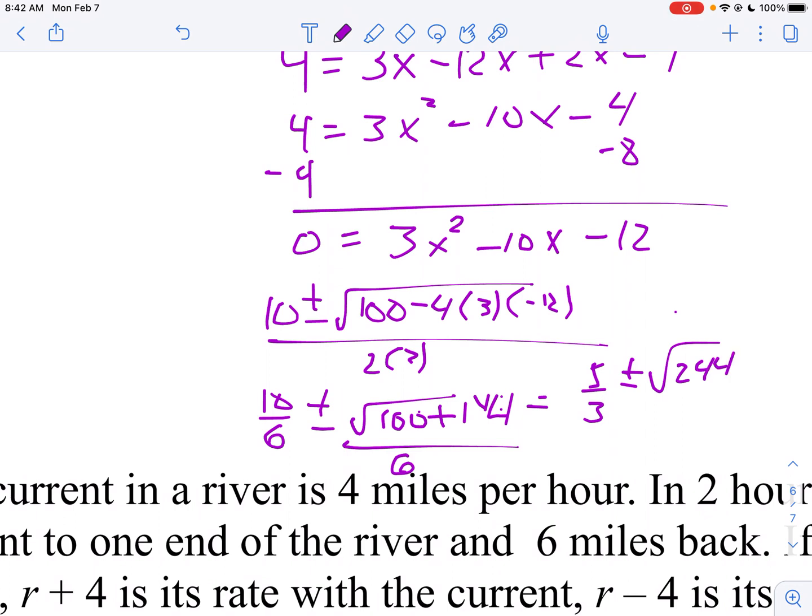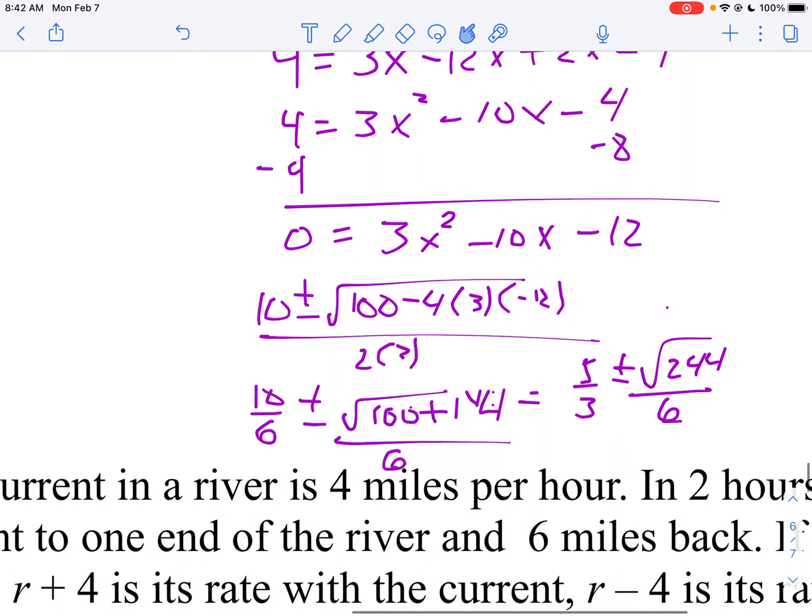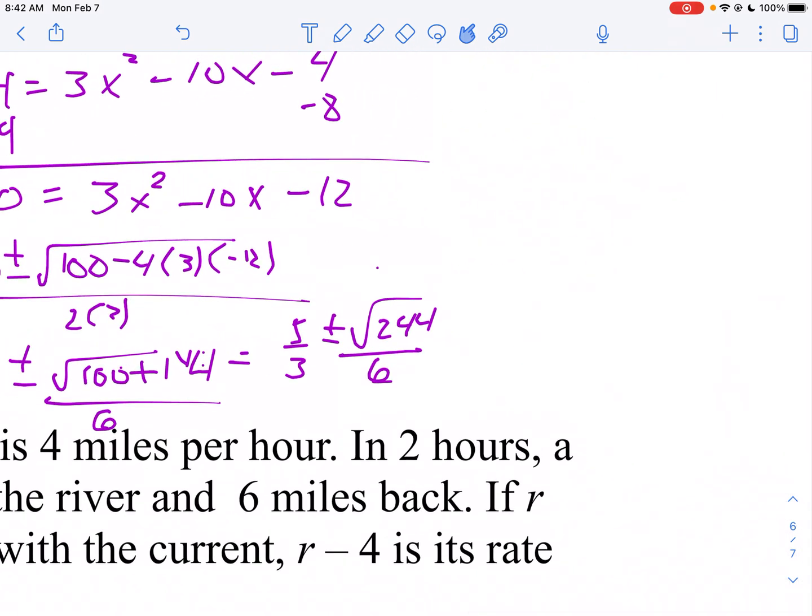And I think I'm kind of running out of room here. No, I'm not. I got plenty of room. I just didn't notice that.